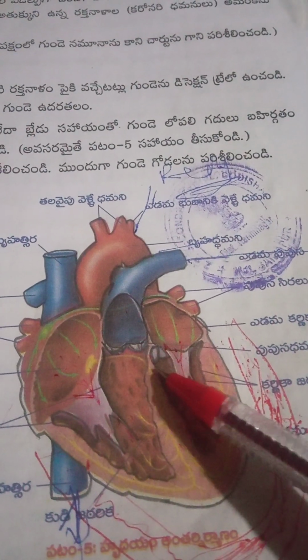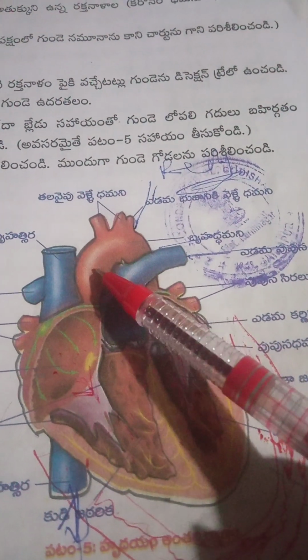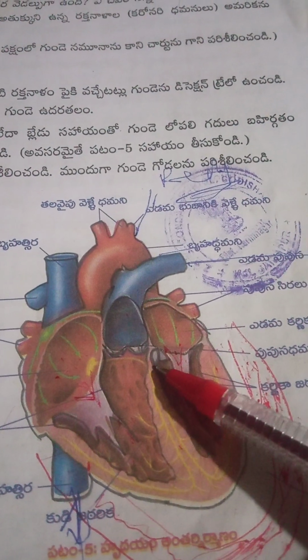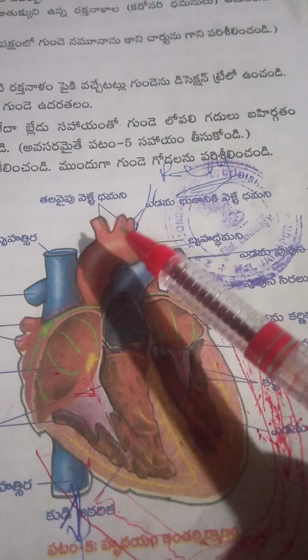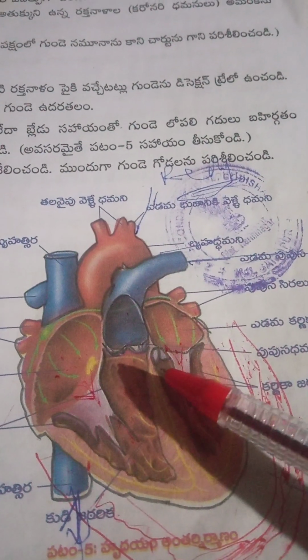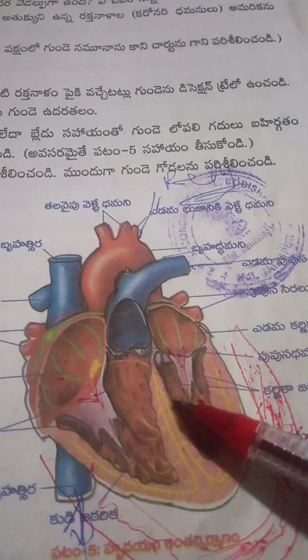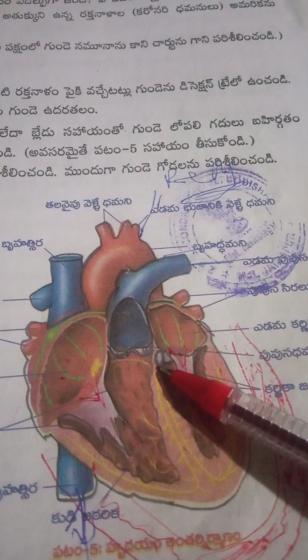There is one more valve present in between the aorta and left ventricle. Here we can see one more valve that is called the systemic valve because it is the systemic aorta. Repeating once again, the valve present in between the systemic aorta and left ventricle is called the systemic valve.